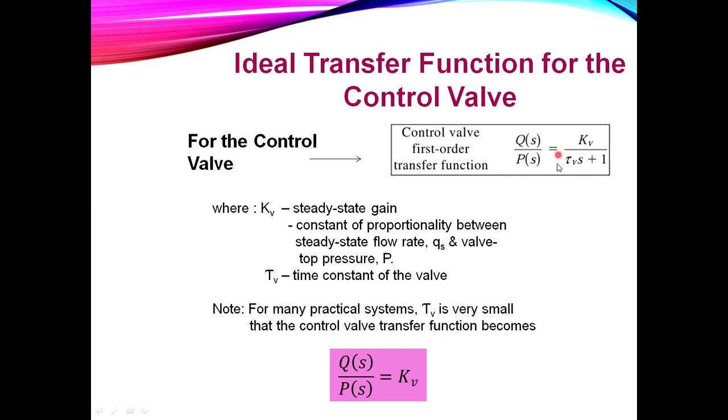If this is very small, what is left in the denominator is simply a 1. So your transfer function, which is originally K sub V over tau sub V s plus 1, is converted to this form. The output is the flow rate of the heating or cooling medium, whatever it may be. The input is the pressure on the diaphragm of your final control valve. And this transfer function is a simple constant, actually the steady state gain of your valve.